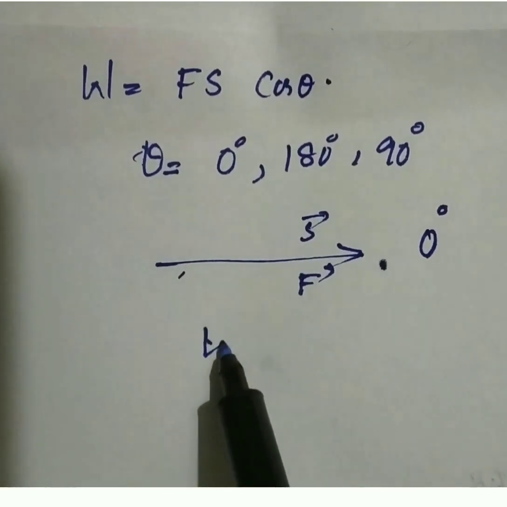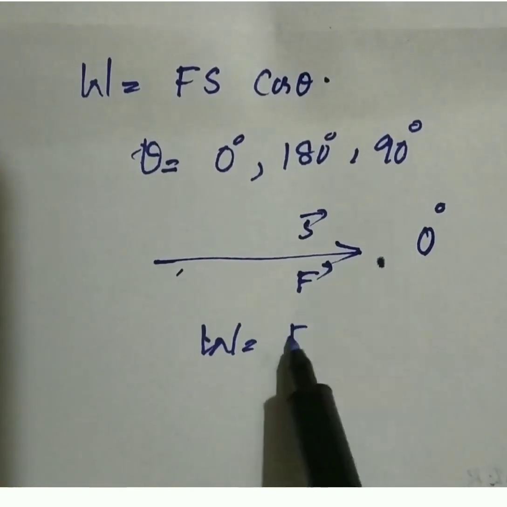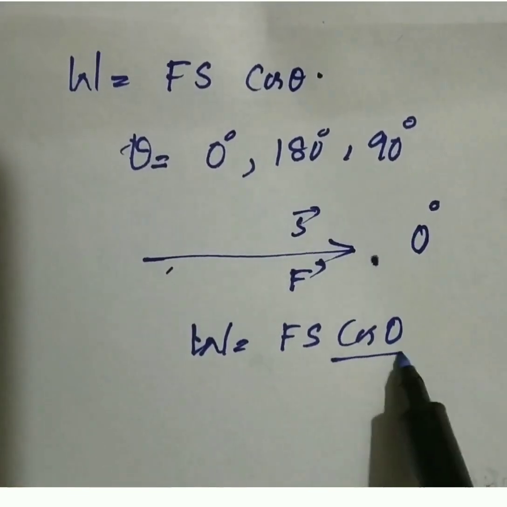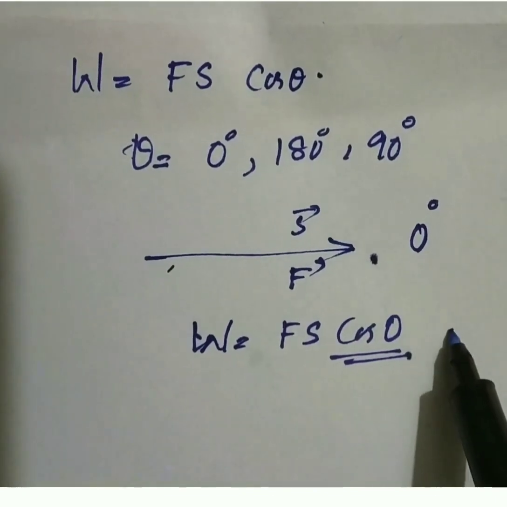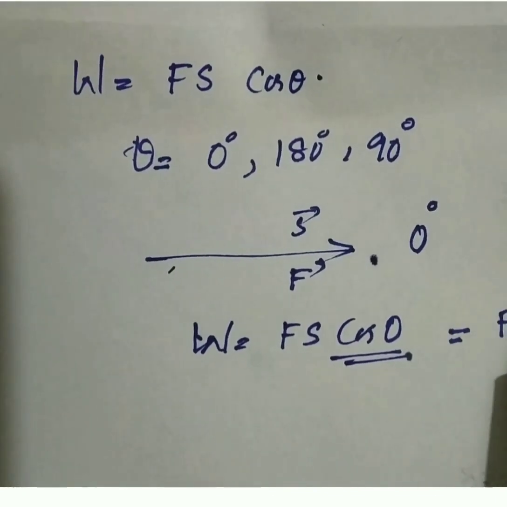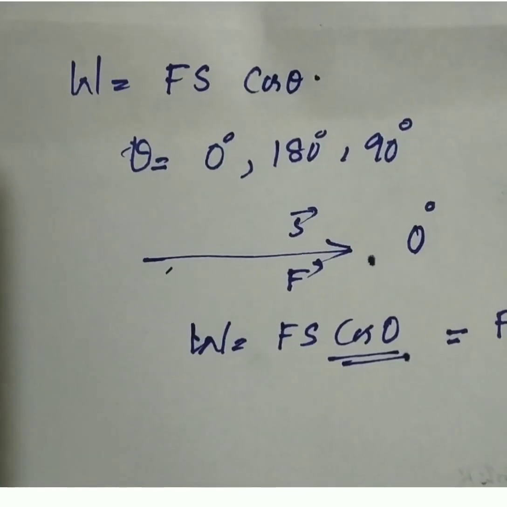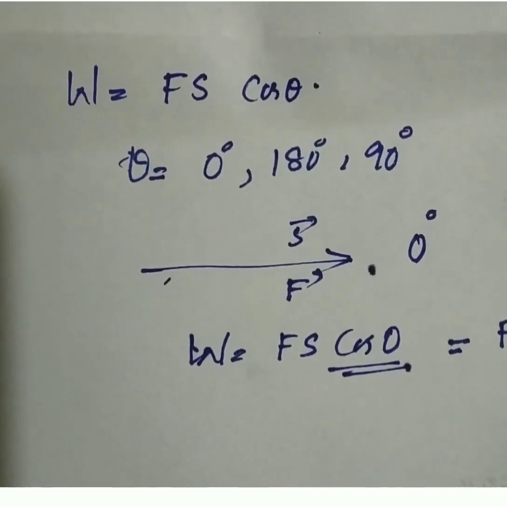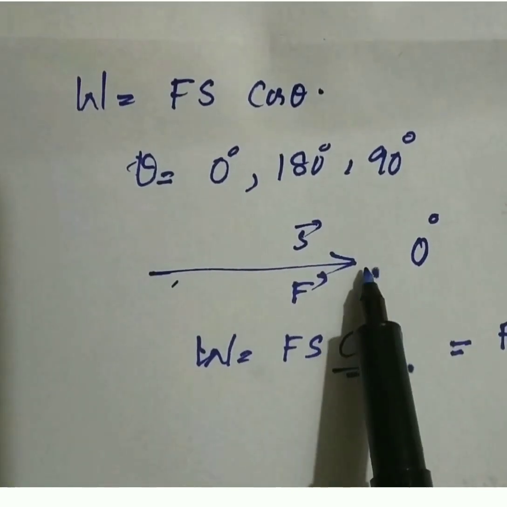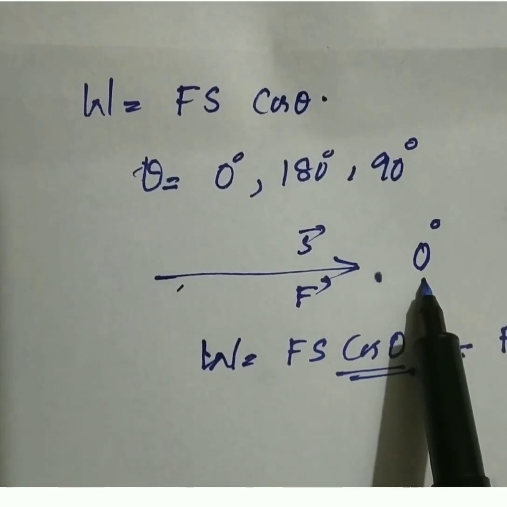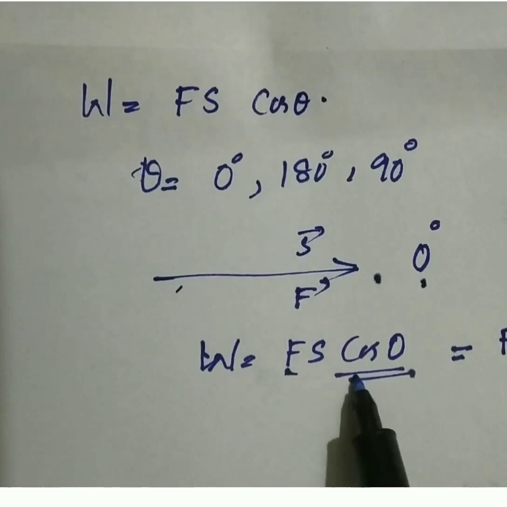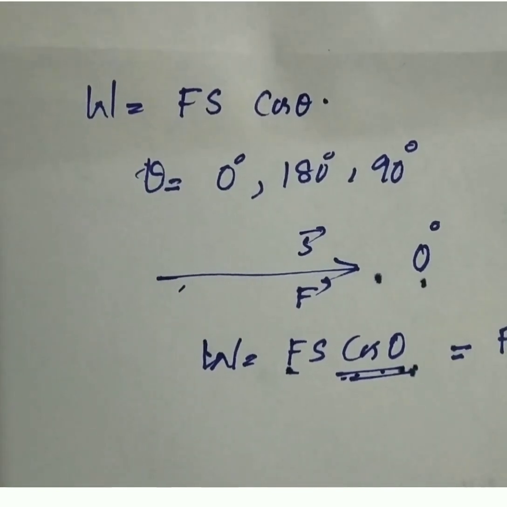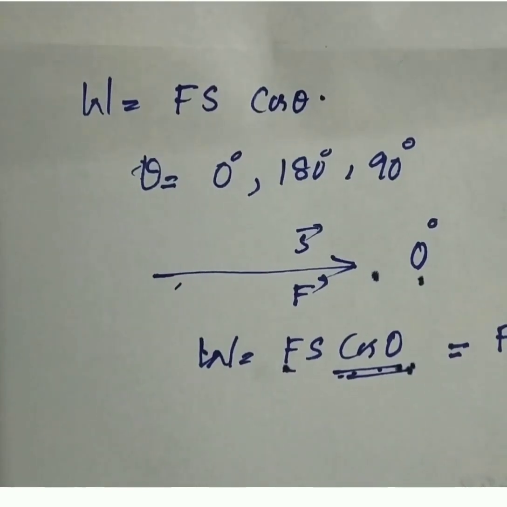So in that case W is equal to Fs cos 0. But cos 0 is equal to 1. So we can write Fs into 1. So it will be Fs. So positive work done. So when force and displacement are in the same direction, the angle between them is 0. Cos 0 is equal to 1, so we will get Fs. That means positive work done.